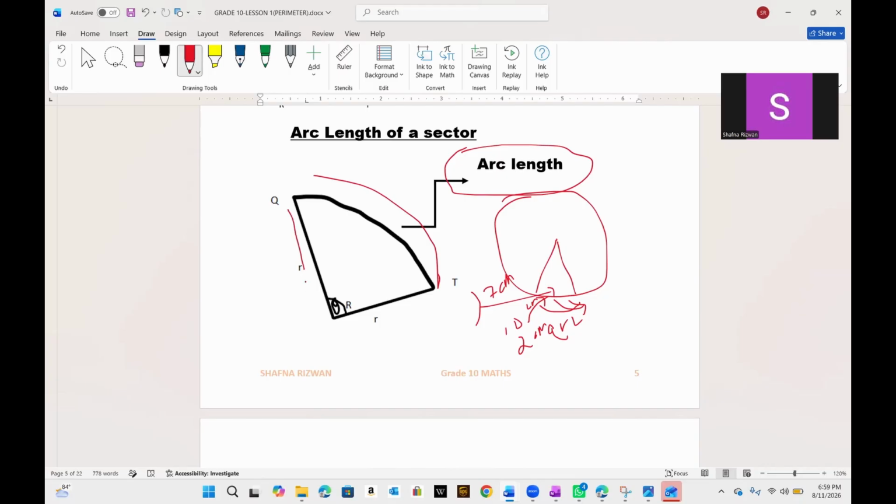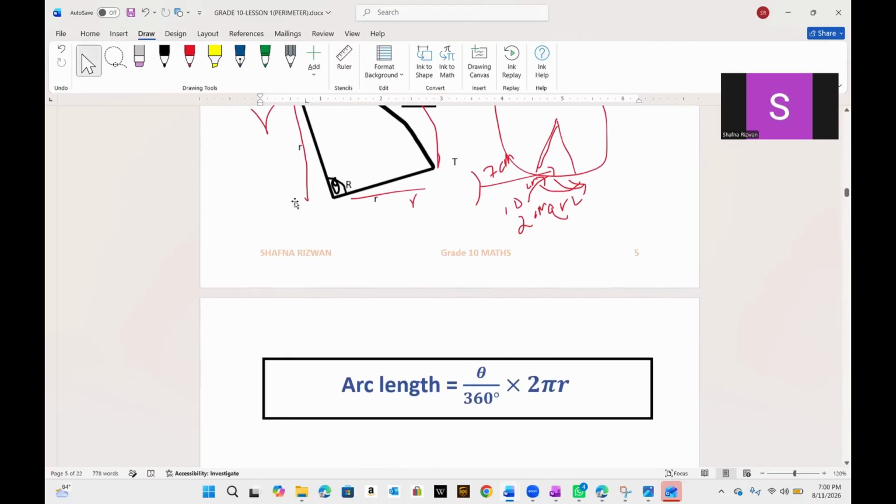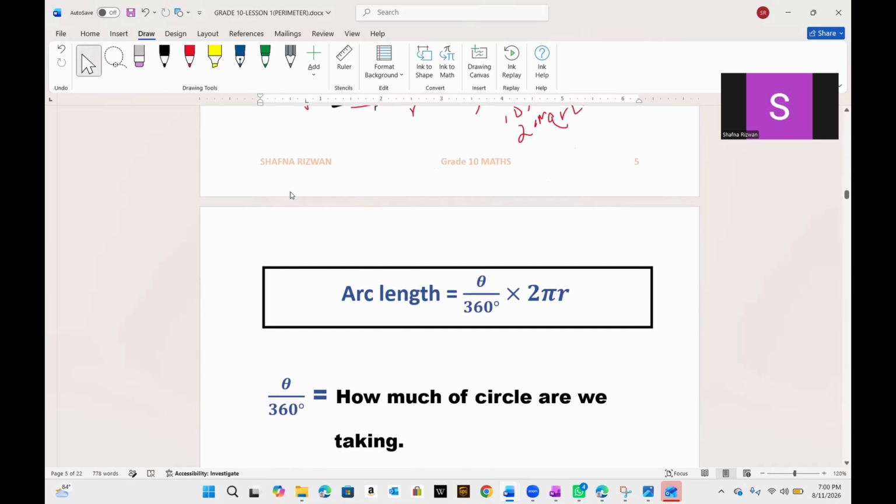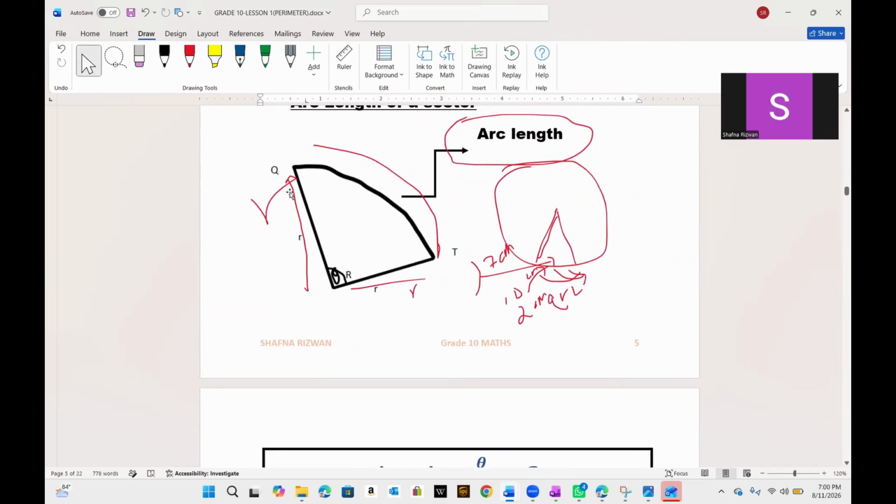And you all know this side is your what? From the center, this is a radius r. Here also this is a radius r. Now, how to find the arc length? How to find the arc length for this?